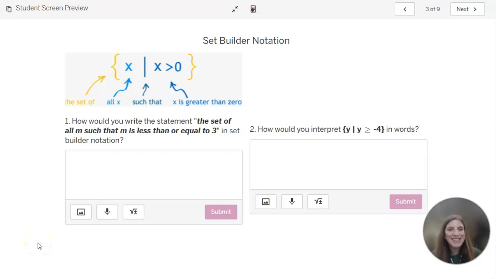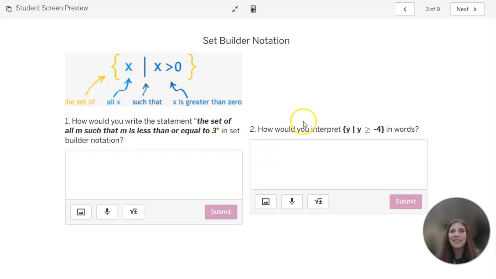Hey, algebra friends. Today we are going to start with set builder notation. The way you read this, when you see the little squiggly brackets, you're going to say "the set of." And then here you're going to say "all x," or if it was a different letter, "all" whatever letter. This line, or it can be a semicolon, you'll say "such that," and then you'll read the inequality depending on what sign it has. So this reads, set of all x such that x is greater than 0.